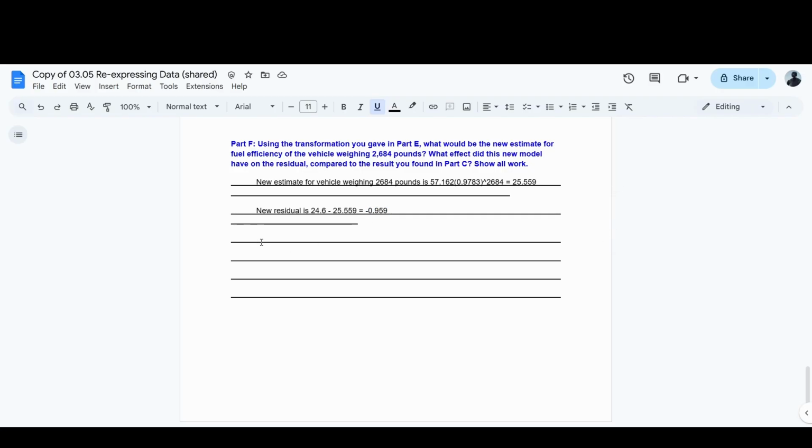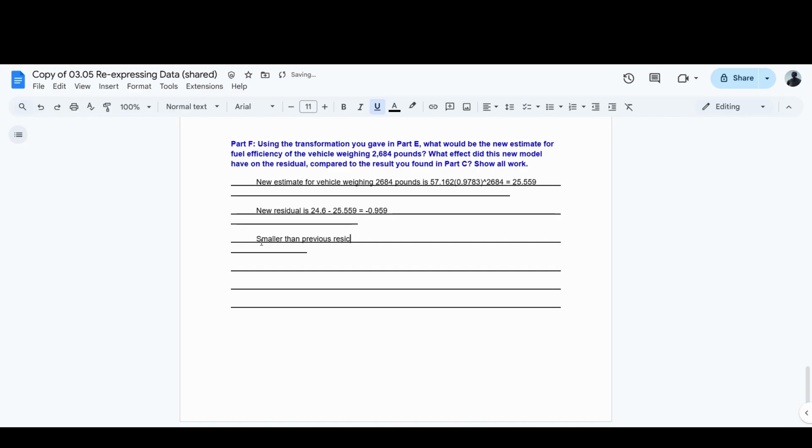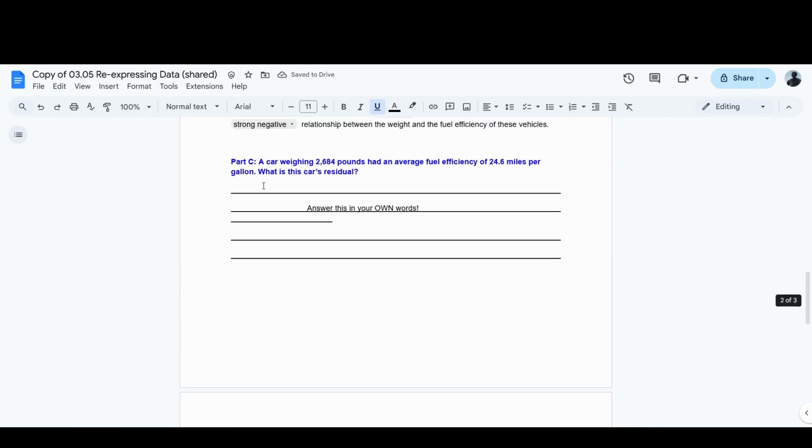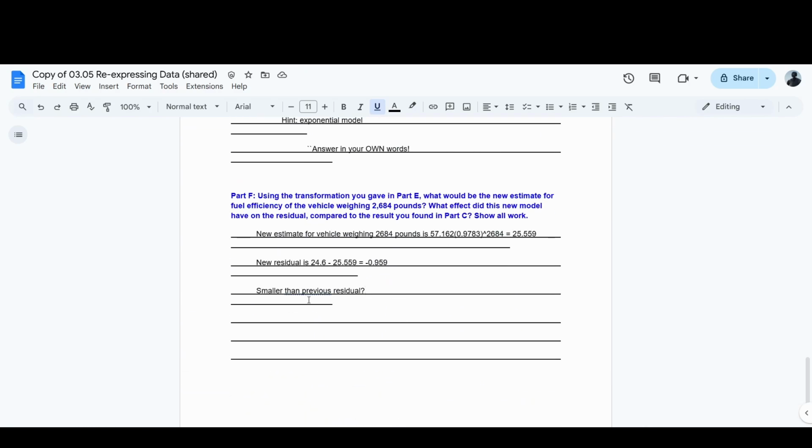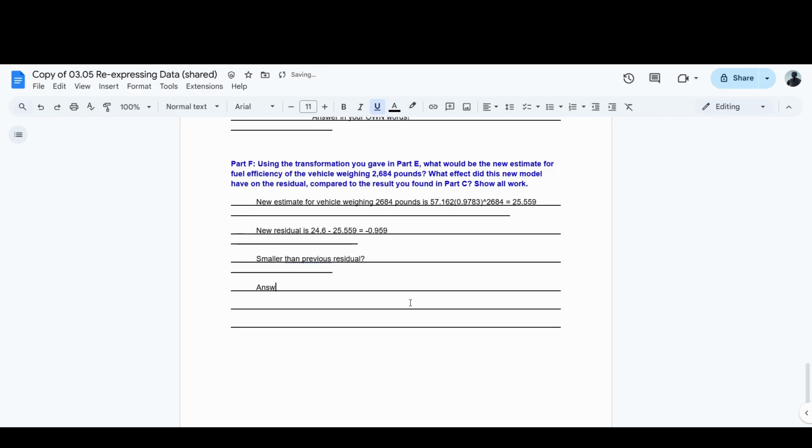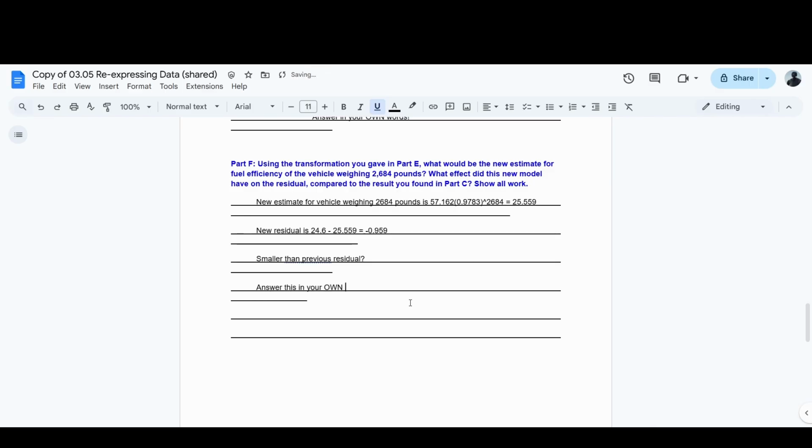So here, take a look at that absolute value. Is it smaller than your previous residual? Again, going back here, looking at part C, look at what we had for part C. So is this smaller? Is it larger than the previous residual? Is that better? If it is, then your new model did a better job of predicting the fuel efficiency of the vehicle. If it's not smaller, then it did not do a better job. So again, I will say answer this in your own words. I kind of did give you the answer here. Just don't type exactly what I said. Put it into your own words.